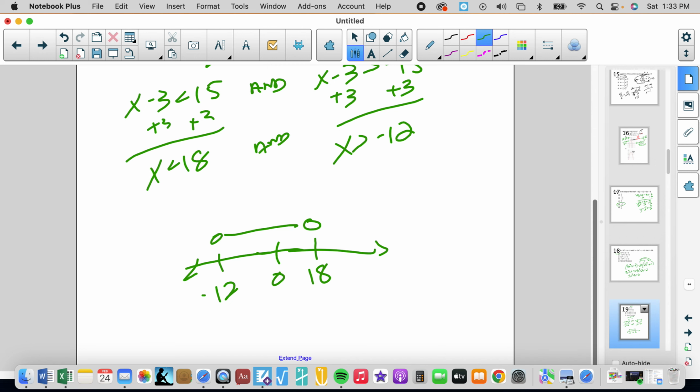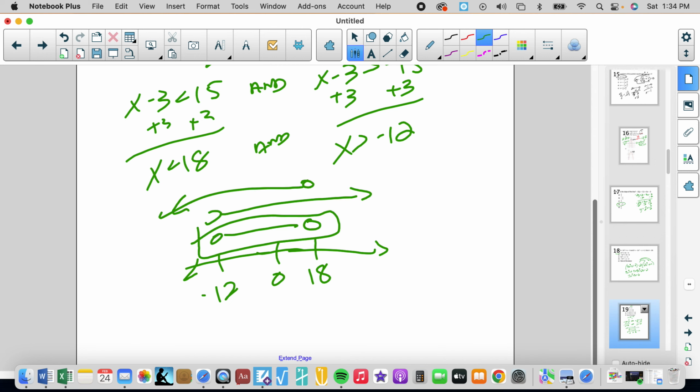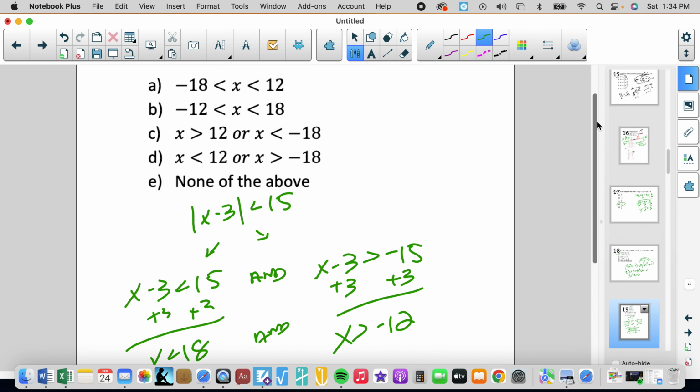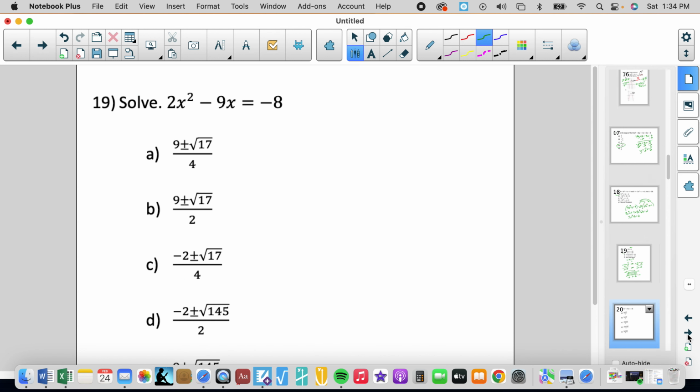It looks like this, because you're going to have this, and this would be my "and." So it's going to be B. It's greater than negative 12 and less than, and no equal signs. So that's B.